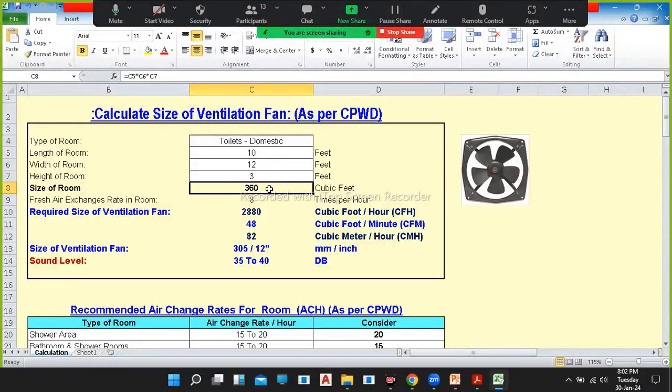Now, what is the size of the room? Cubic feet. Length into width into height, that is cubic feet. That is 10 feet into 12 feet into 3 feet, which equals 360 cubic feet.